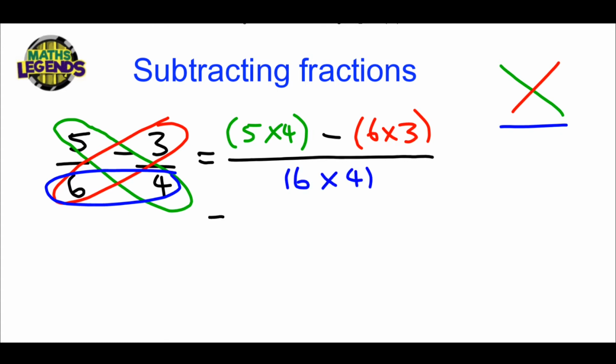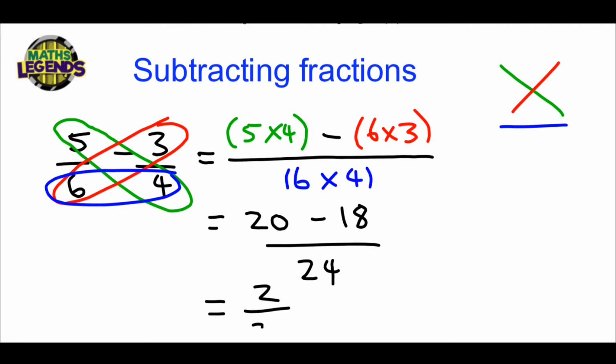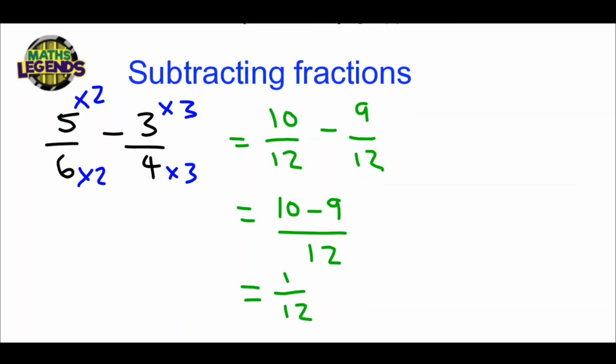We then simplify. So we get 20 minus 18 over 24. Simplifying this further, 20 minus 18 is 2 over 24. And then we need to simplify this fraction. So divide by 2, and that gives us our final answer of 1/12, which is the same as what we got previously. Let's look at another example.